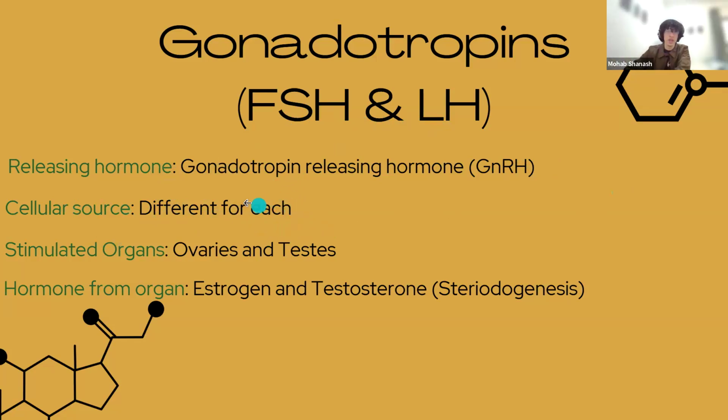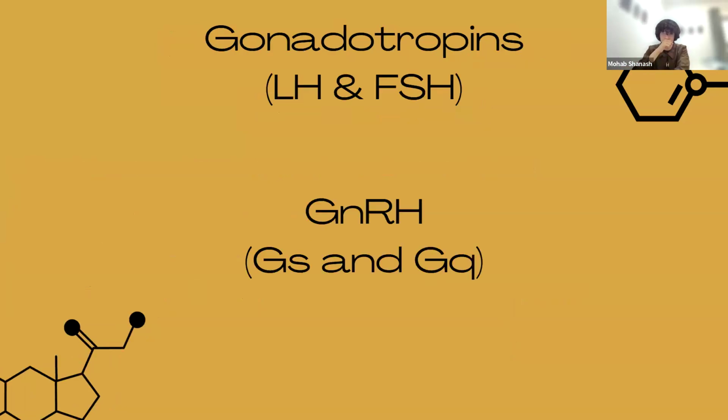Now, your FSH and LH, when they're released from their cellular source, they go to the ovaries and the testes. When they go to the ovaries and the testes, they stimulate them to release estrogen and testosterone. This is called steroidogenesis. Estrogen and testosterone are important for gametogenesis. Gametogenesis is basically the development of sperm and eggs. If this is impaired, then the process of gametogenesis will also be impaired. Gonadotropin releasing hormone follows a G stimulatory and a Gq pathway, so both of them.